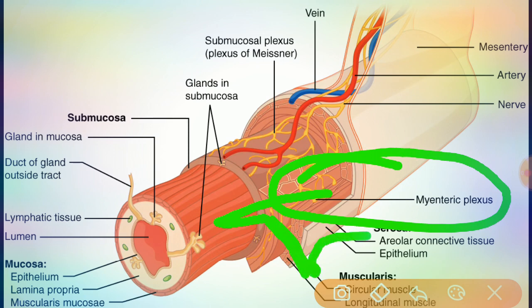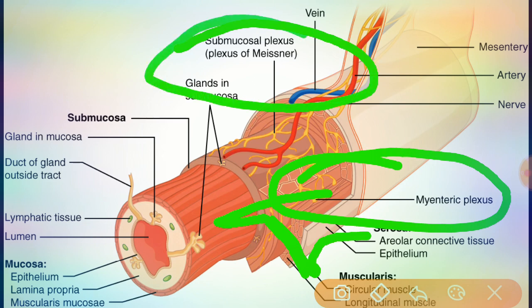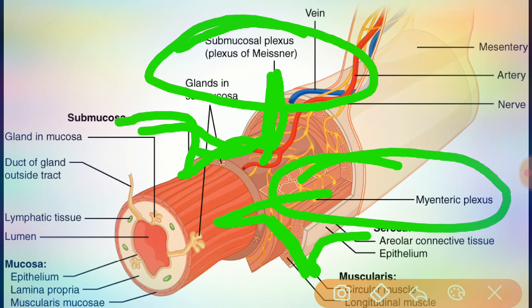So here the submucosal plexus also will be present. Submucosal plexus, see here, the plexus of Meissner. This submucosal plexus of Meissner will be found within the submucosa. Where is it going to be found? It is going to be found in the submucosa. See here, this is the submucosa. From the submucosa only we can visualize the submucosal plexus.